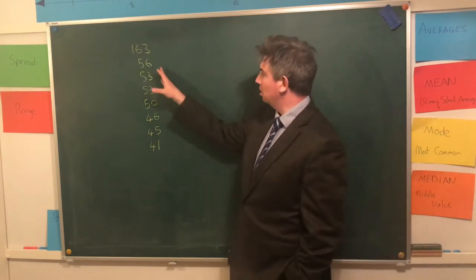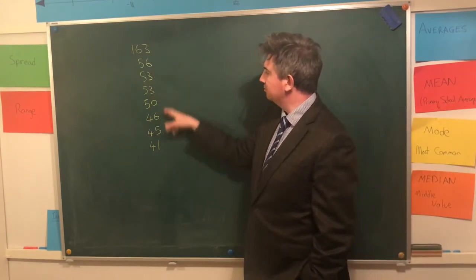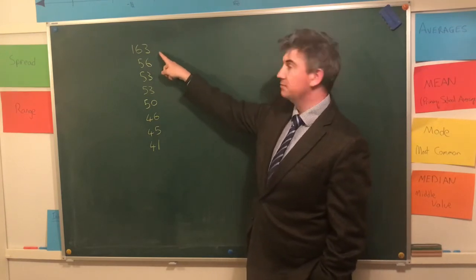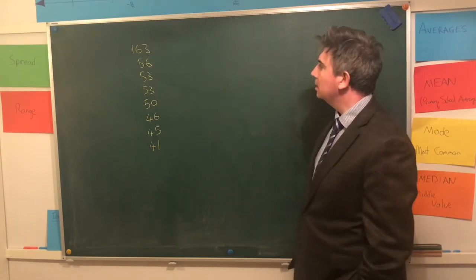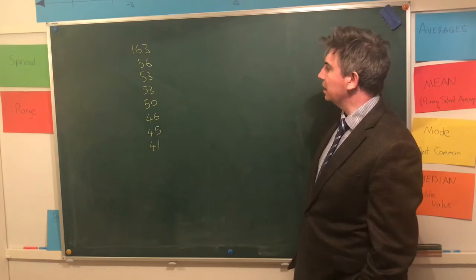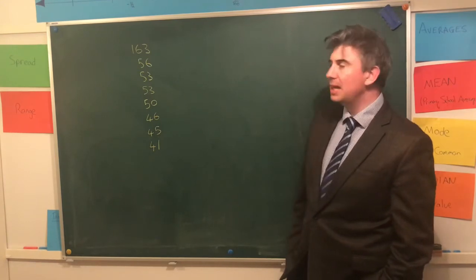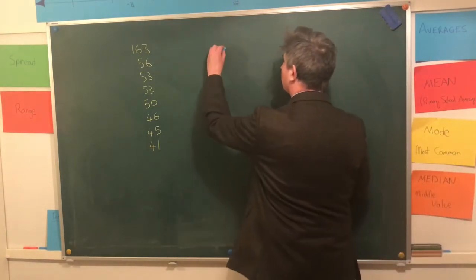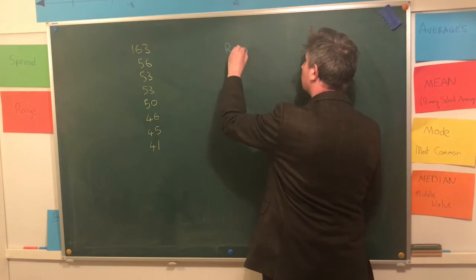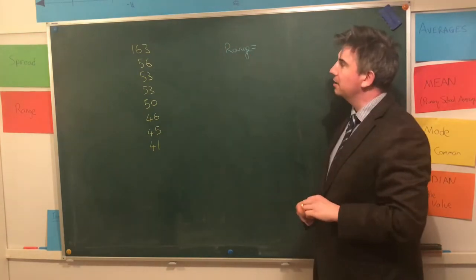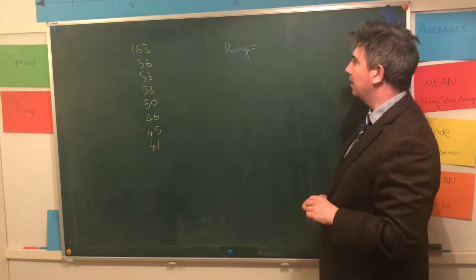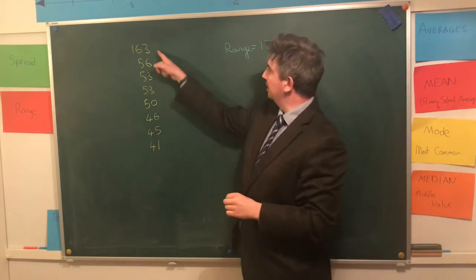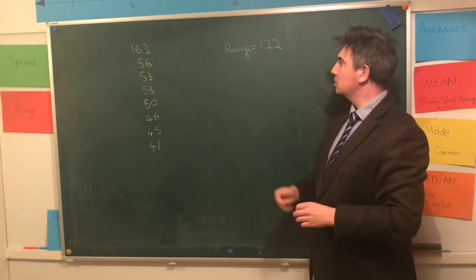We have a cluster of data down here around the 40s and 50s. But we have one giant piece of data up here at 163. So he causes us some difficulty, because if I was to calculate the range, well, he's going to be something like 122, is it? The smallest away from the biggest. So my range in that case is 122. So that's quite a big range.